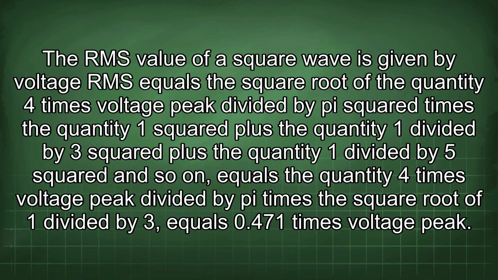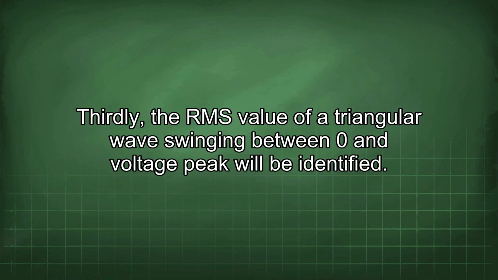The RMS value of a square wave is given by V_RMS equals the square root of the quantity 4 times V_peak divided by pi squared times the quantity 1 squared plus the quantity 1/3 squared plus the quantity 1/5 squared, and so on, which equals the quantity 4 times V_peak divided by pi times the square root of 1/3, which equals 0.471 times V_peak.